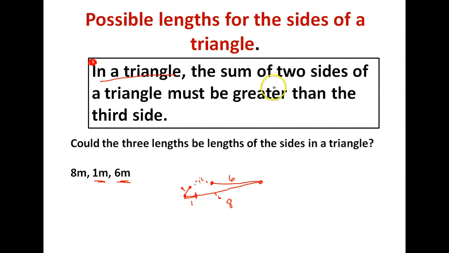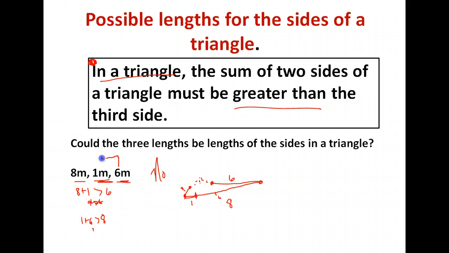So to check, what you do is you add each pair of sides together, and they must be greater than that third side. So for here, we start with 8 and 1 has to be bigger than 6, and it is. 9 is bigger than 6. Then we pair the next one, 1 plus 6 has to be greater than that third side, 8, which is not the case because we only get 7 here. We needed 8. So automatically right there, I would know that no, these cannot be lengths for a triangle.